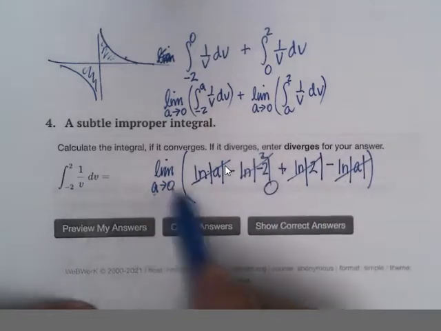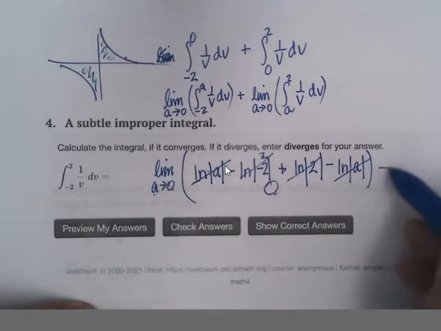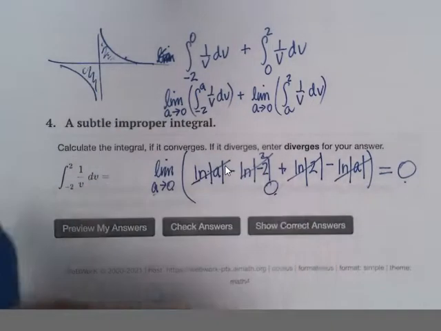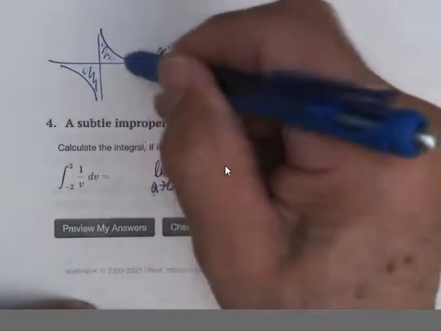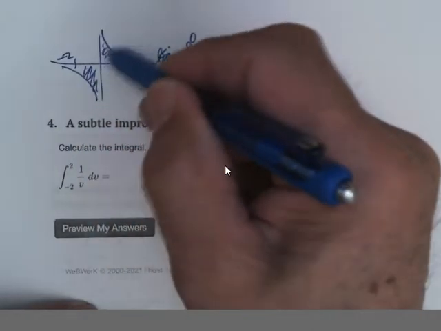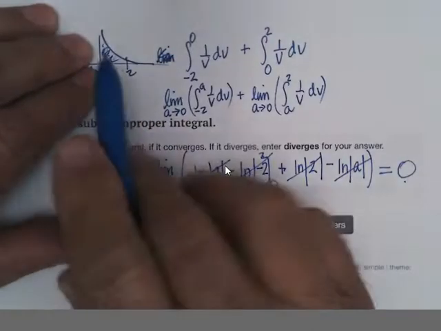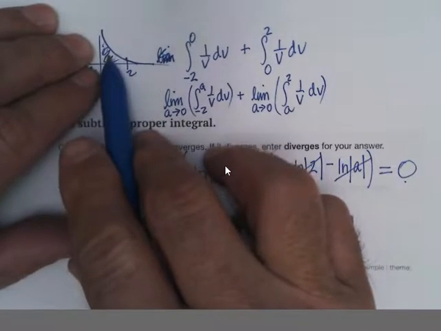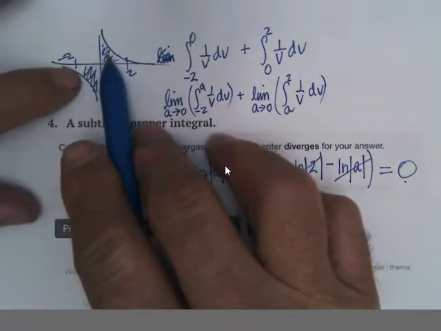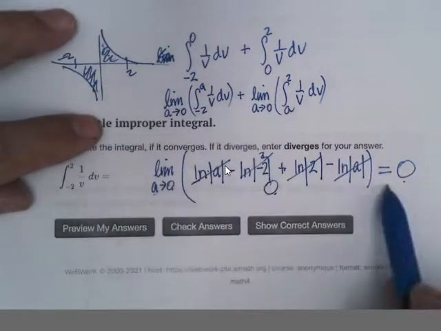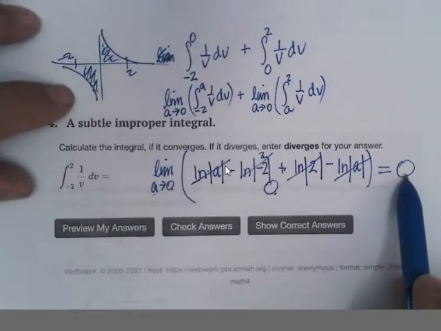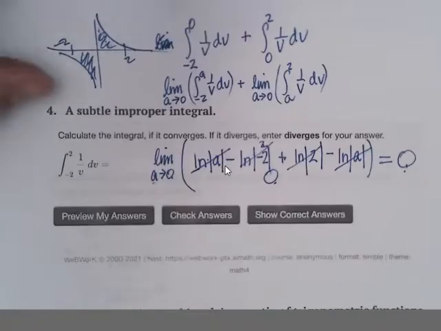And as a goes to 0, 0 doesn't change, and we get the area under this plus this is going to be 0. From negative 2 to 2, we're going to get a total area of 0. This would diverge. But these two together, two diverging ones, actually are coming up with 0. Okay?